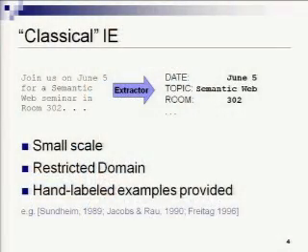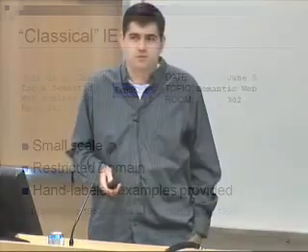So why is this challenging? Well, you can appreciate the challenge if you contrast web information extraction with what's been classically done in information extraction. A classical information extraction task looks something like this. We're given the text of, say, a seminar announcement, and our goal is to build an extractor that can take any of these announcements and extract the values of certain predefined fields. Like, the date of this seminar is June 5th, it's in room 302, and so on.